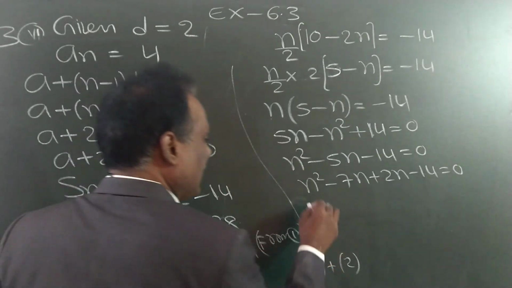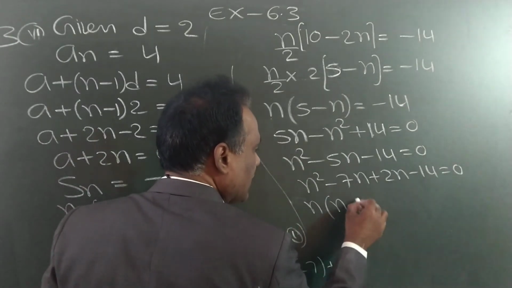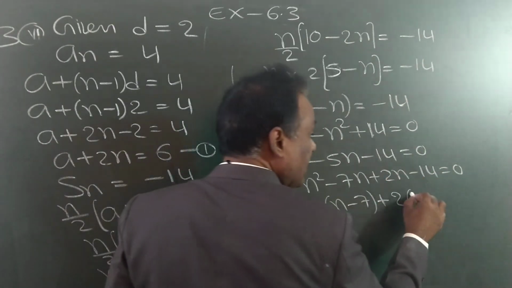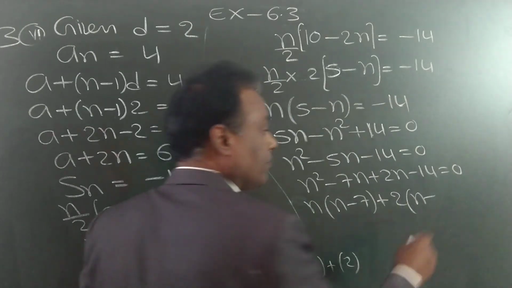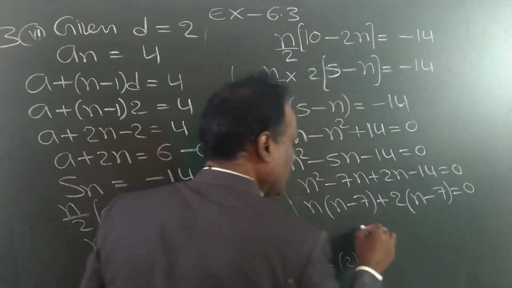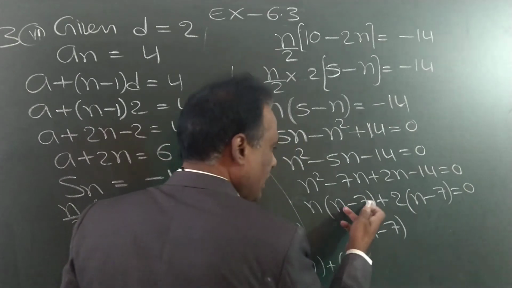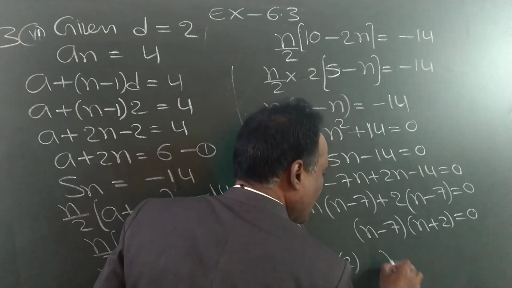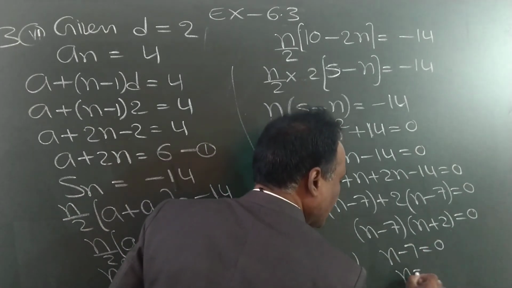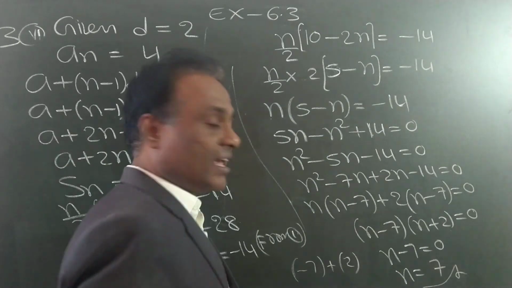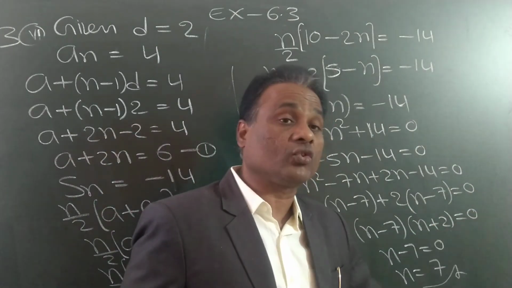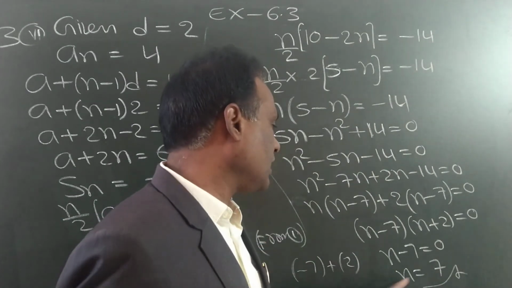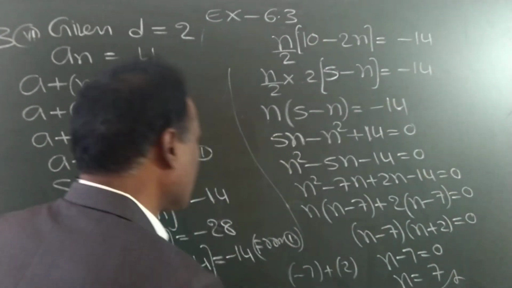So here, n common in the first two, n minus 7. Plus 2 common in the next two: if 2 is common, n minus 14 means 2 sevens, so 7 remains. So n minus 7 common, n plus 2 remains. So what is the n value? N minus 7 is equal to 0 means n is equal to 7. N plus 2 is equal to 0, n is equal to minus 2. N is equal to minus 2 is wrong because n should not be negative or a fraction. N is only a positive number. So we got n is equal to 7.